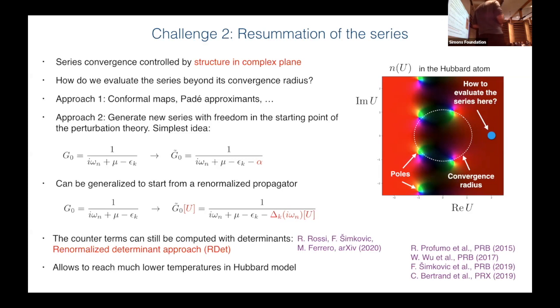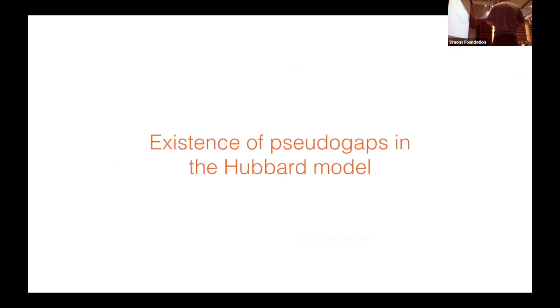We tried to generalize these ideas more recently to shifts which are both frequency and momentum dependent, but can also be themselves functions of the expansion parameter u. That makes, if you want, a renormalized propagator that is itself a function of the expansion parameter. And we've shown that you can also do that in exponential time using determinants. That's something we just put on the arXiv recently. And I'll show you in a minute what results we can obtain by doing that.